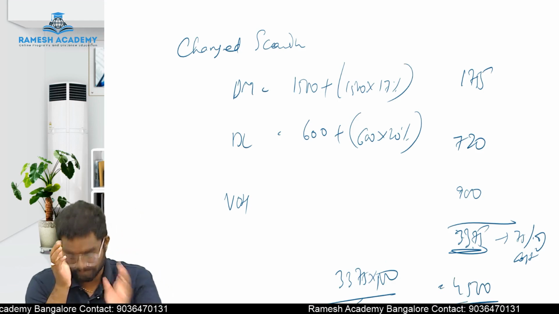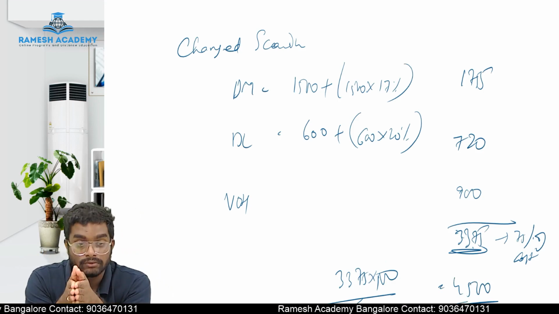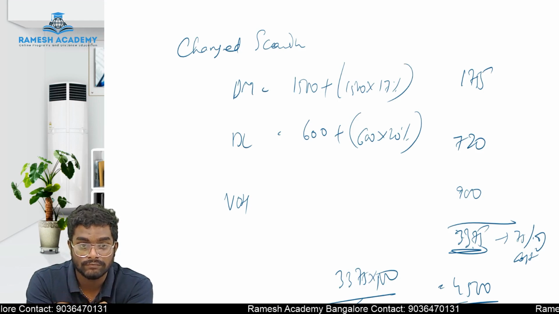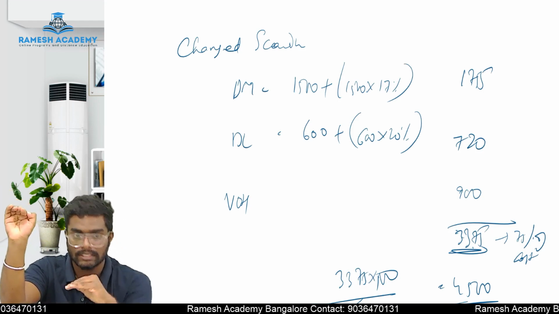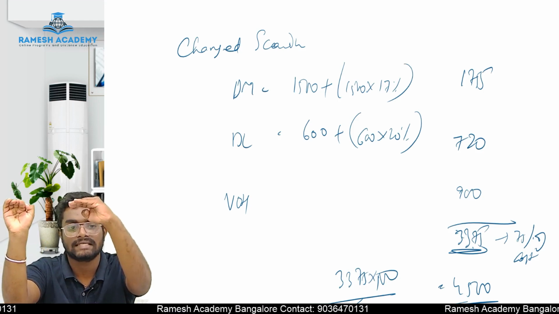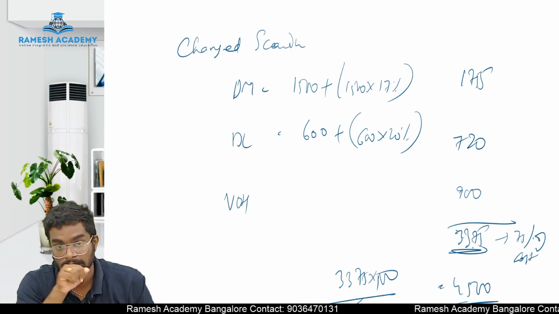So I'll explain the last point if you are confused. This 3375 which I got will reduce the profit by 25%. In order to match that, I have to increase the selling price accordingly. That is the thing.